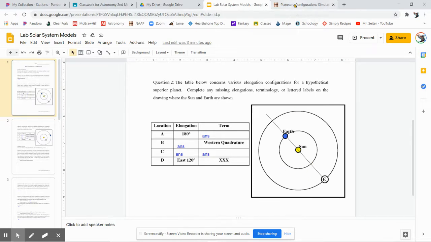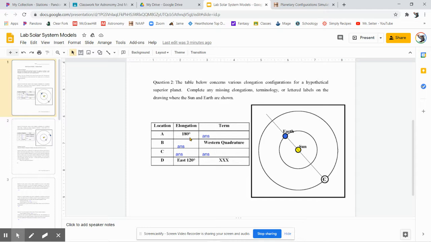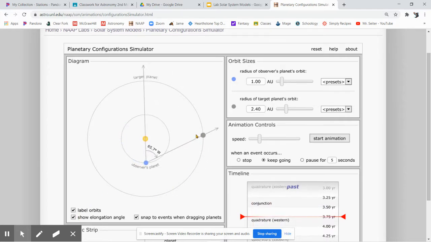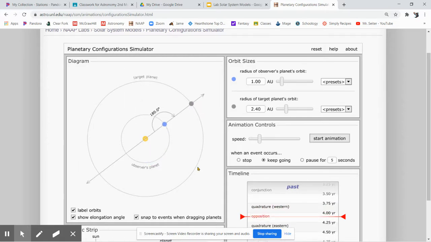All right, so this was C. It says elongation of 180 degrees. 180 degrees is location A. So let's check that out. Okay, let's see, 180 degrees. Boom. Let's click our elongation. Let's put this at 180 degrees. I don't think it says east or west. We're going to find out. Boom, right there, 180 degrees. Okay, there we are.